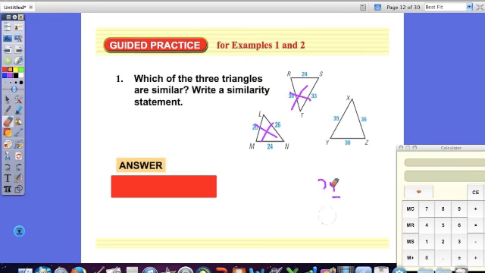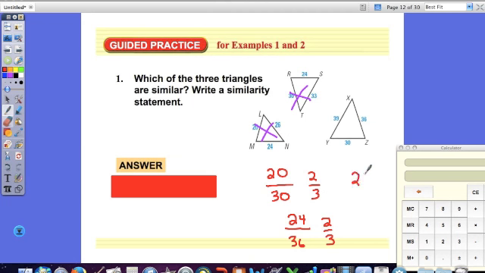Let's try a different color here. LMN and XYZ. The smallest side here is 20. The largest side is 30. That's 2 to 3. Then the next side is 24. And the next side here is 36. That's also 2 to 3. The largest side is 26 to 39.